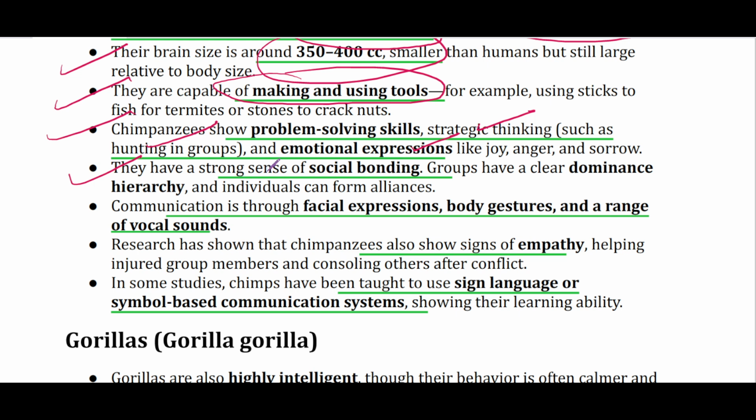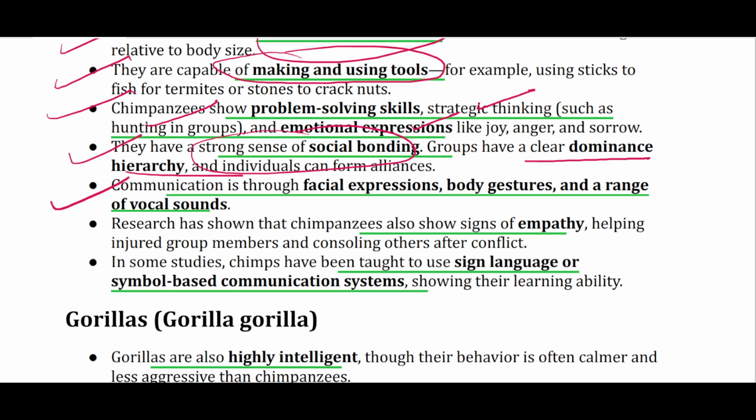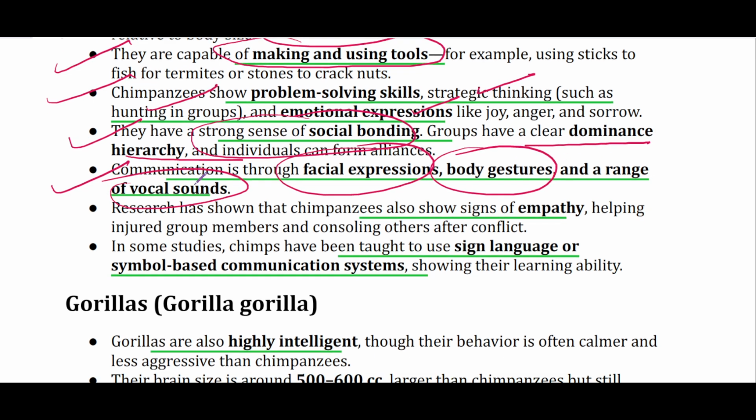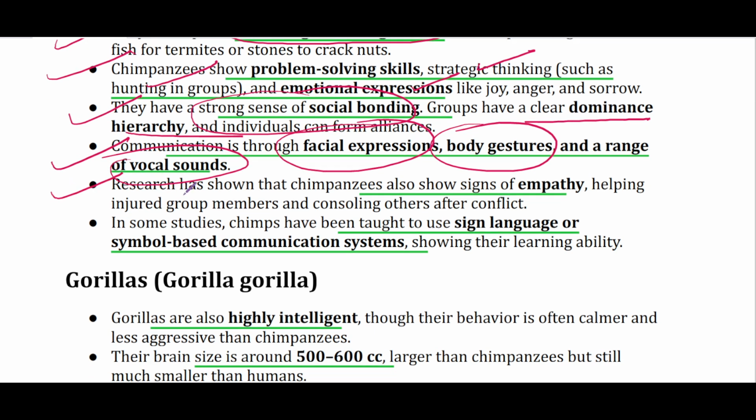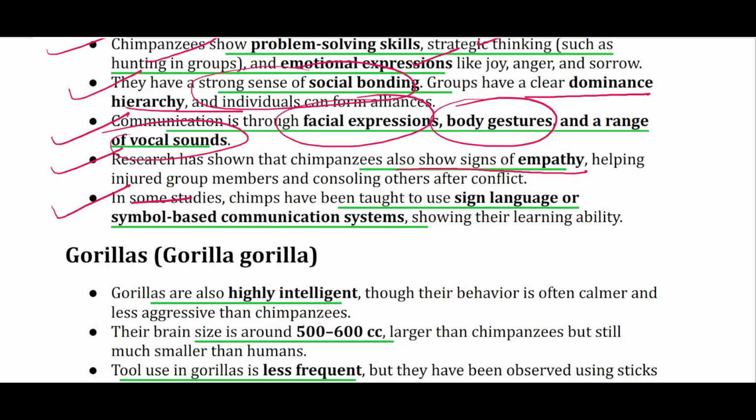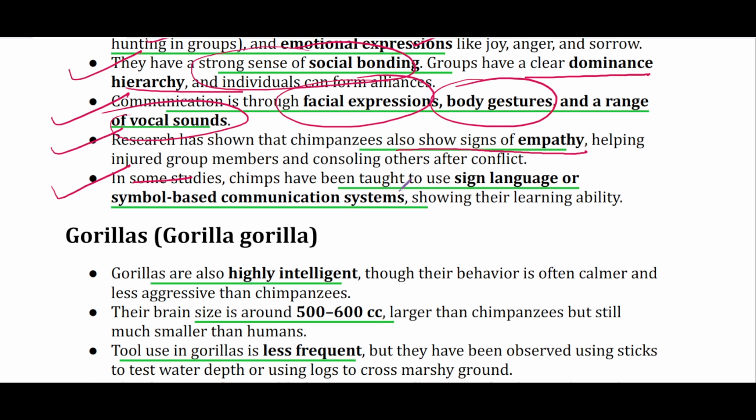And they also have a strong sense of social bonding and have been seen working in a dominance hierarchy. Then the communication is mostly through facial expressions, body gestures, and a range of vocalizations. And research has shown that chimpanzees also show signs of empathy. And in some studies, chimpanzees have been taught to use sign language or symbol-based communication, which shows their learning ability or cognitive flexibility.